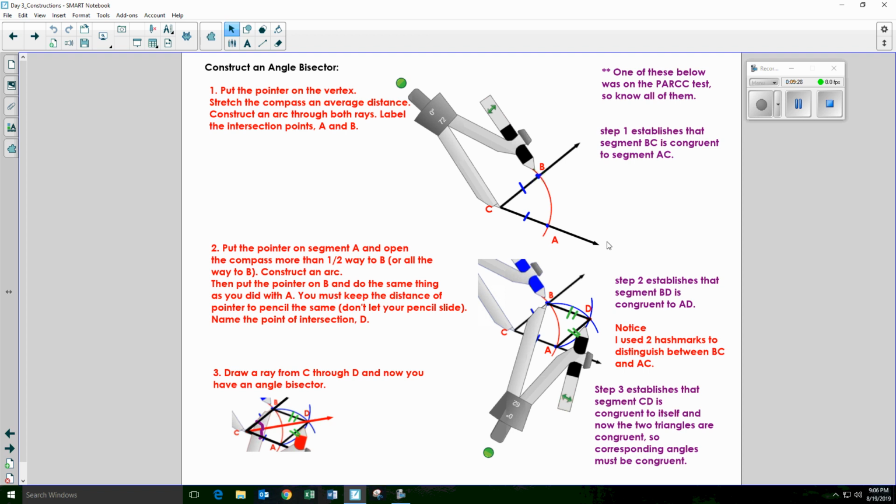On the PARCC last year, they gave you one of these steps and asked what was established in that step, and these are the answers. Either these 2 segments are congruent, if it's this step, or these 2 segments are congruent, if it's this step, or segment CD is congruent to itself, if it's this step. So that will be on a quiz or a test. I'll put one of these 3 on here as well, so you need to know each one. All right, so that's angle bisector completed.